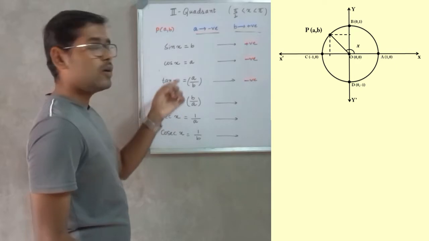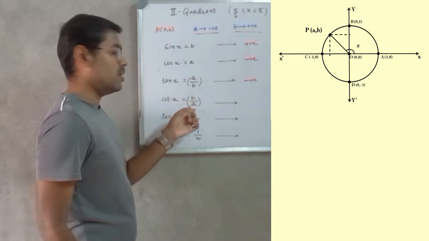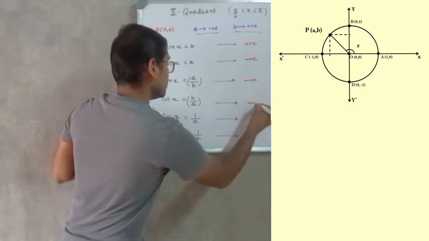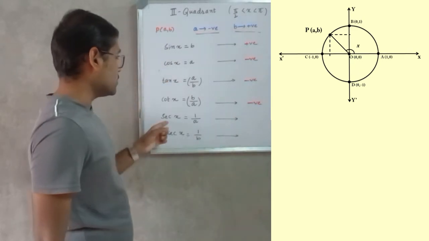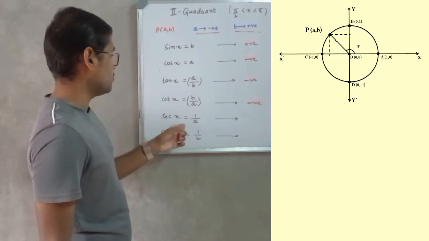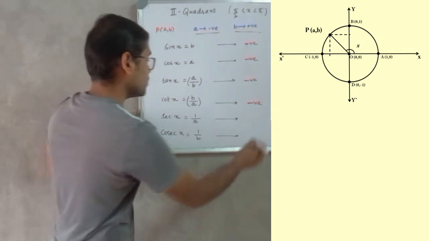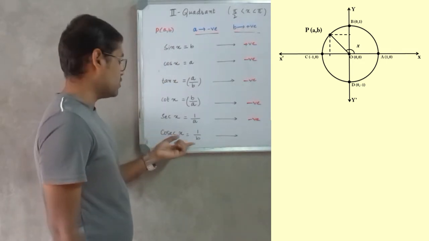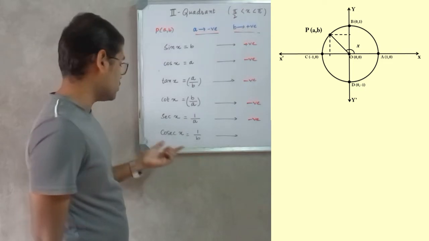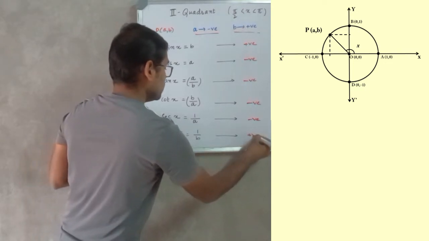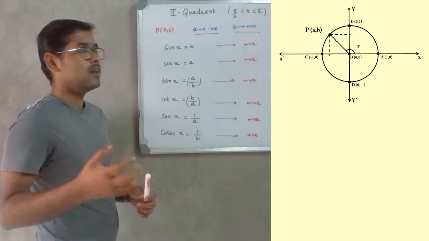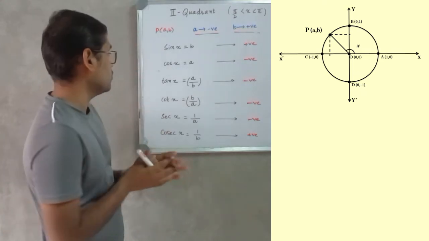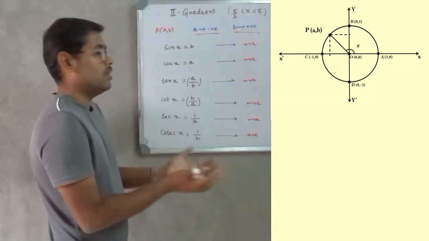Similarly cot x, which is given by cos x by sin x, a by b. Here b has positive sign and a has negative sign. So on the whole, cot x will also have negative sign. Sec x is 1 by cos x. Here a has negative sign, so sec x will also have negative sign. What about cosec x, which is given by 1 by b? Here b is positive number, so cosec x will be positive in the second quadrant. So if you look here in the second quadrant, sin x, cosec x are positive and rest all are negative.